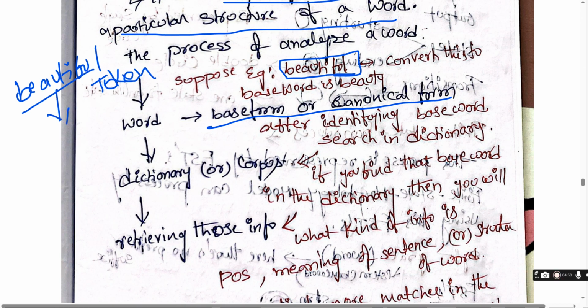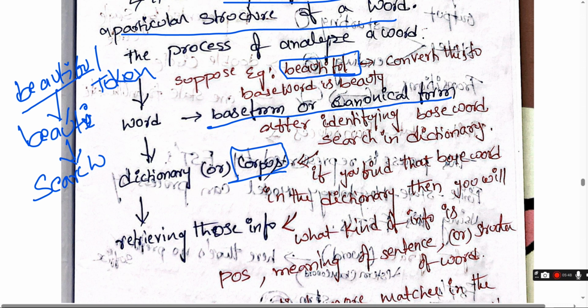From this token we find the root word, that is the base form of beautiful. So what is the base form of beautiful? Beauty, B-E-A-U-T-Y. This is the canonical form, the root word of beautiful. After identifying the base word, what do we need to do? We need to search in the dictionary, our corpus. Normally in the NLTK library we have a corpus. It's just like a database. In this corpus all English words will be available. There we need to search the base form of the given token or word.